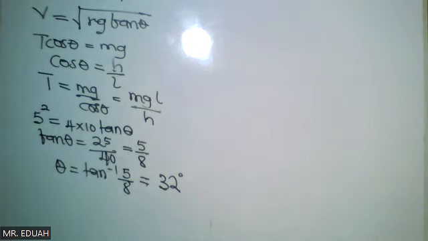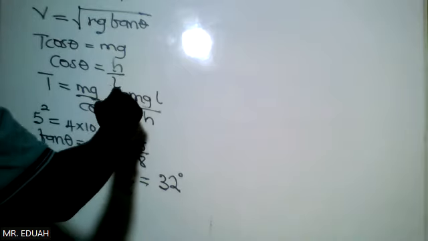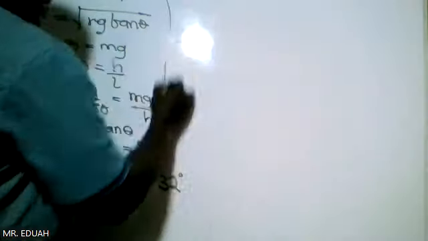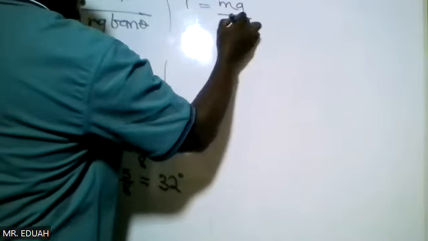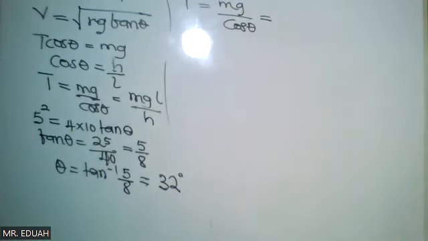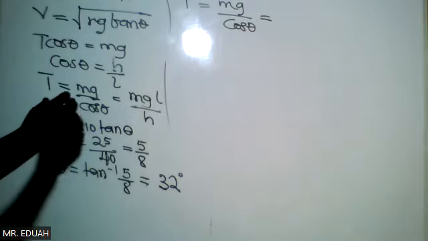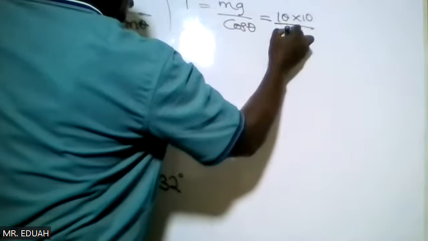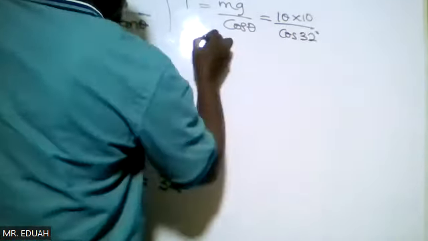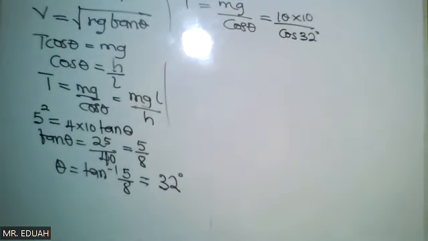Then, if theta is 32, we are asked to find the tension in the string. Once we have theta, we can use T is equal to mg on cos theta to find the tension. The mass is 10, gravity 10, over cos of 32. Adjoa, what is your value of T? What did you get for T?